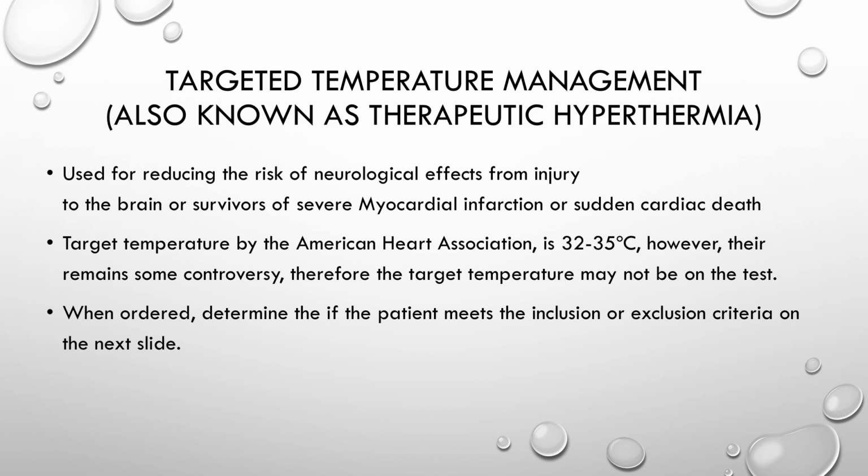The target temperature by the American Heart Association and the CCRN exam is 32 to 35 degrees Celsius. However, there still remains some controversy, and therefore the target temperature may not be on the test. However, when ordered, determine if the patient meets the inclusion or exclusion criteria, which is located on the next slide.